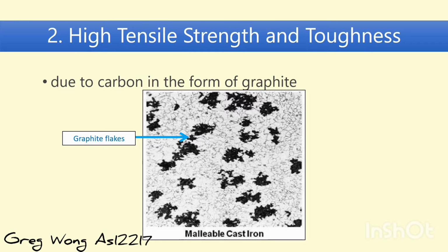The second advantage is that malleable cast iron has high tensile strength and toughness. Tensile strength is the maximum amount of tensile stress a material can take before breaking. Malleable cast iron has high tensile strength due to the presence of carbon in the form of graphite flakes, as you can see in the diagram. The carbon composition in malleable iron ranges from 2.16% to 2.90%. This carbon composition provides the properties of high tensile strength and toughness, making it useful for commercial purposes.